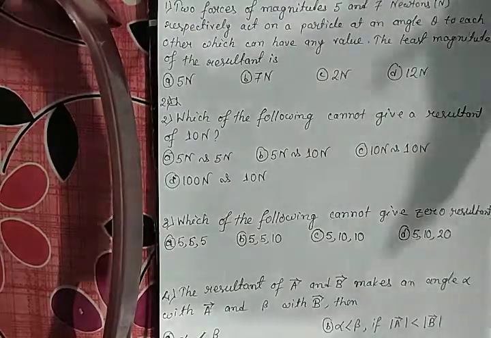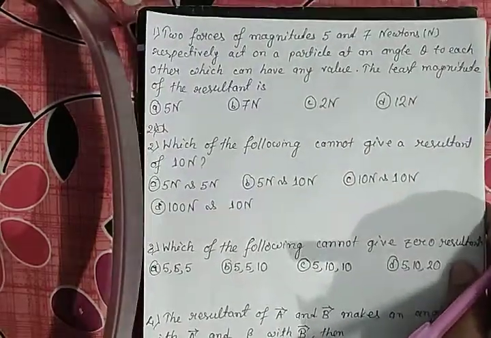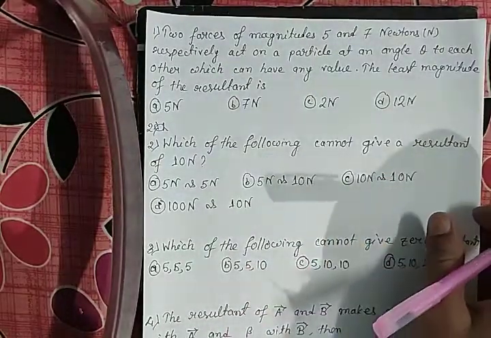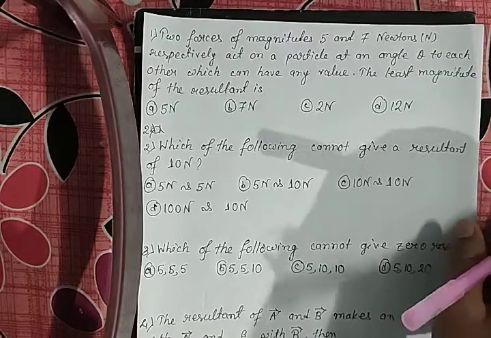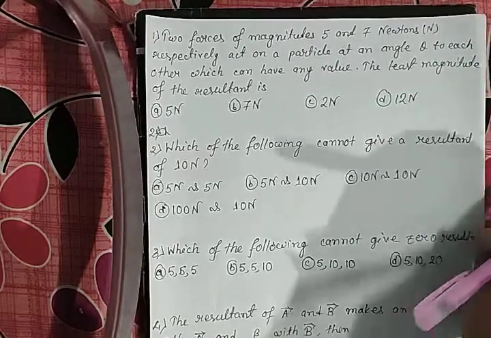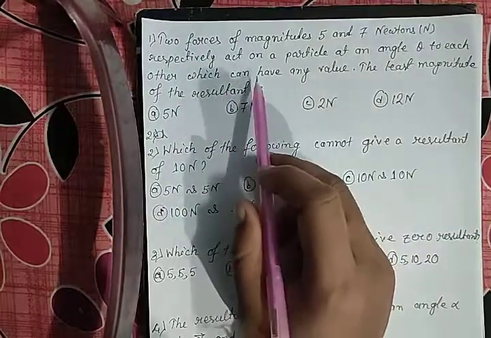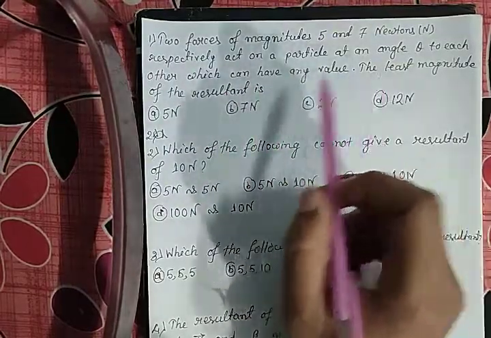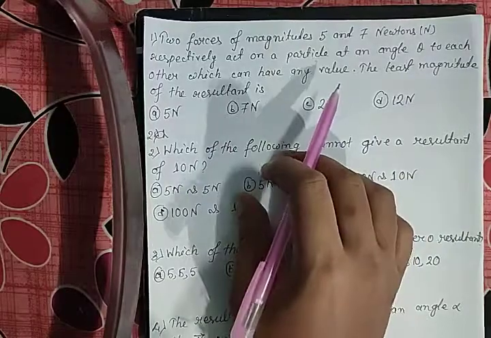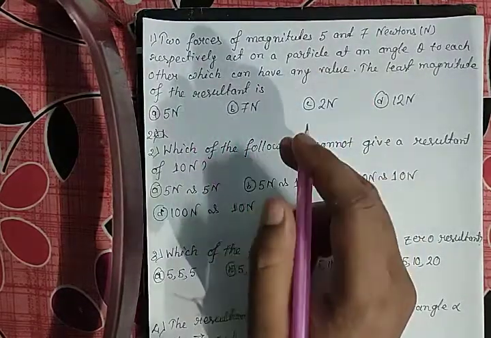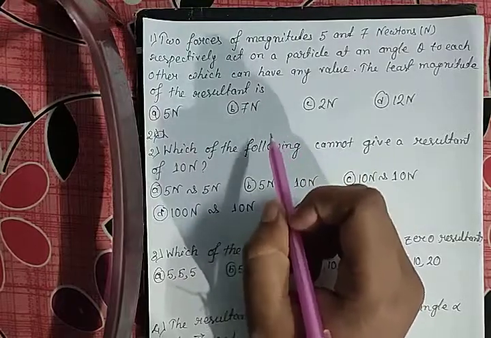So let us solve some numericals and MCQs based on these theories. The first question: two forces of magnitudes 5 and 7 newtons respectively act on a particle at an angle theta to each other, which can have any value. The least magnitude of the resultant is. Okay, so you have to find the least magnitude of the resultant.